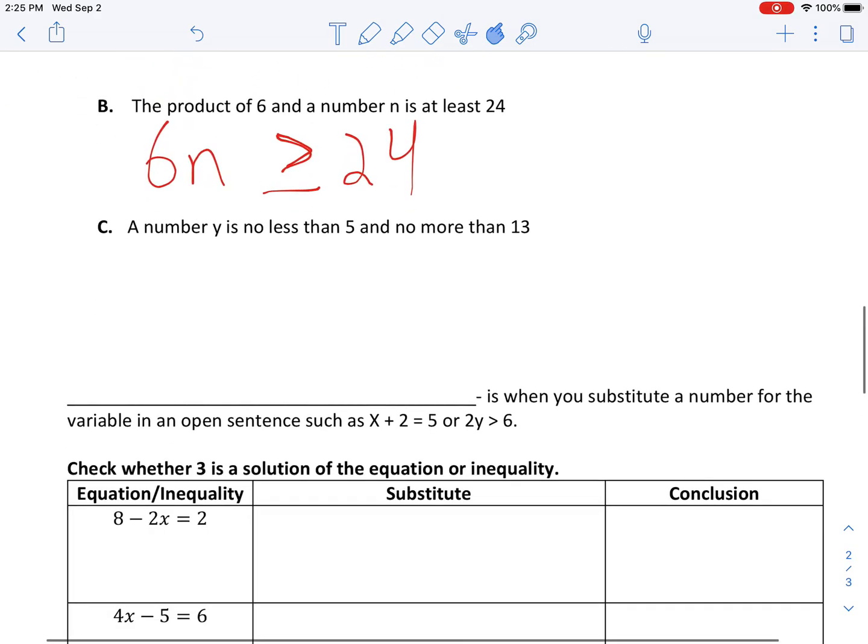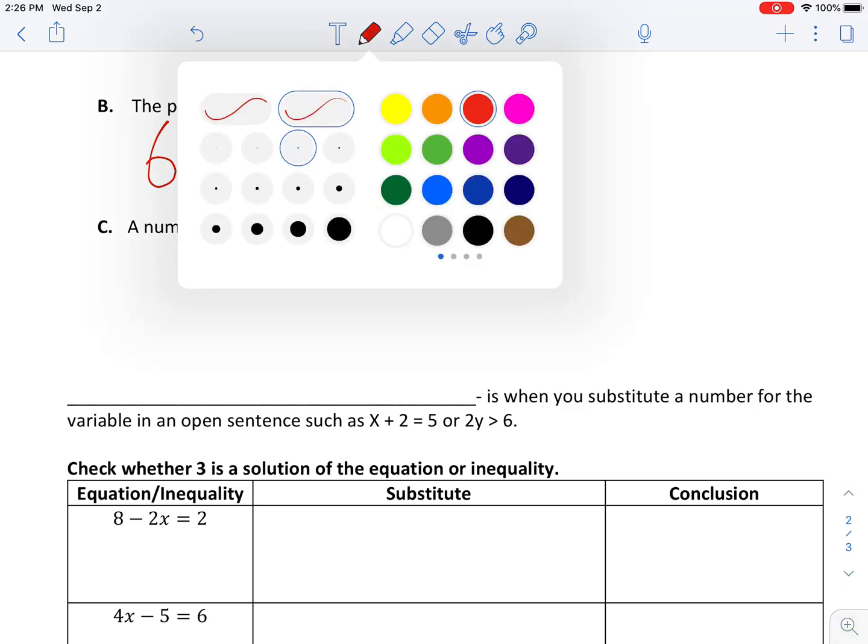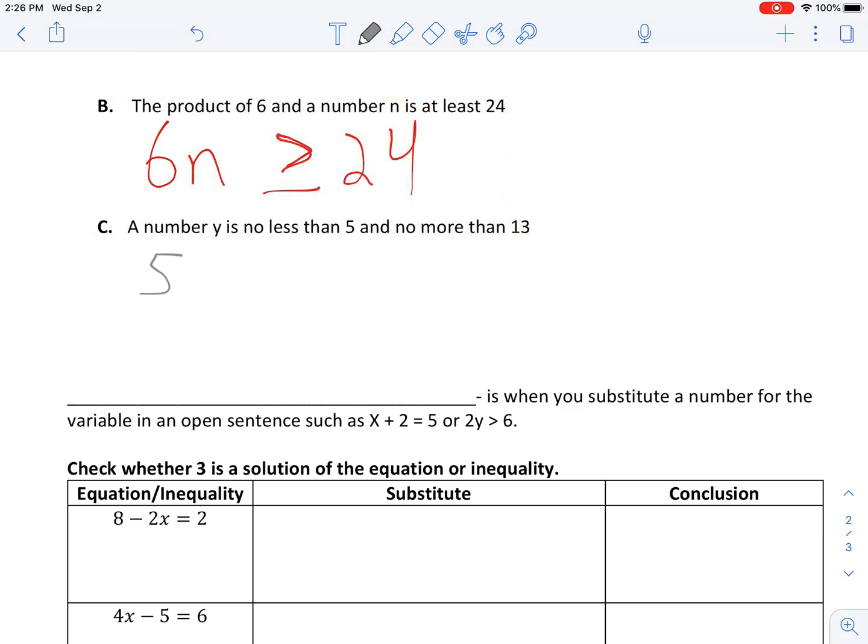Your last example here, a number y is no less than 5 and no more than 13. Well, the red flag here is you have two numbers, you have no operation, you have no phrasing in there indicating you need to add, subtract, multiply, or divide. That's a red flag right there. All you know is a number is no less than 5 and no more than 13. Well, that tells me that I'm kind of bounded between 5 and 13. Y is somewhere in the middle of it.